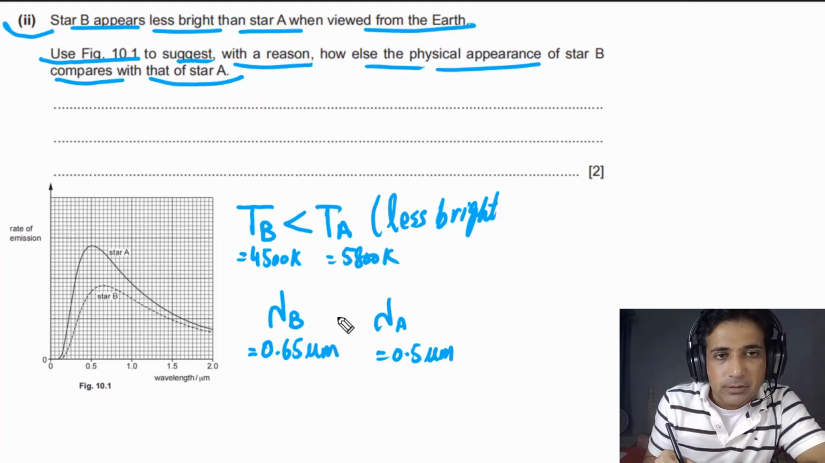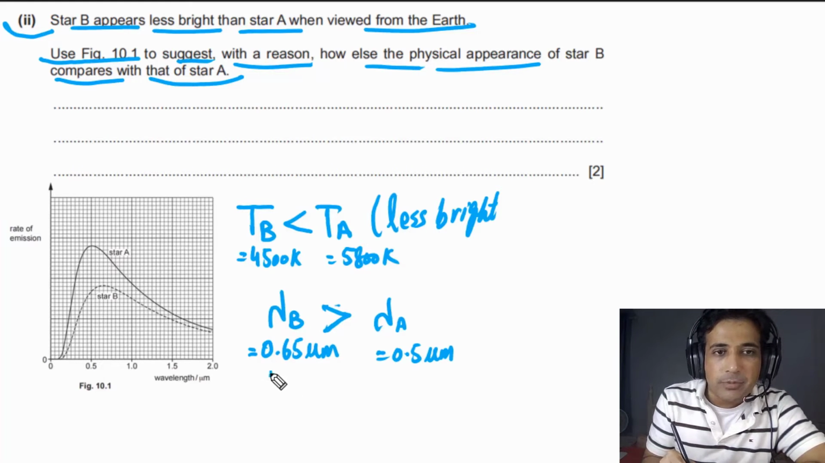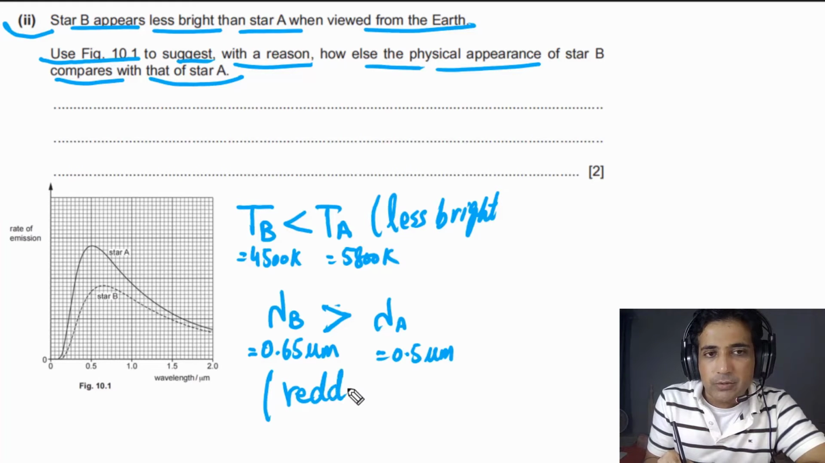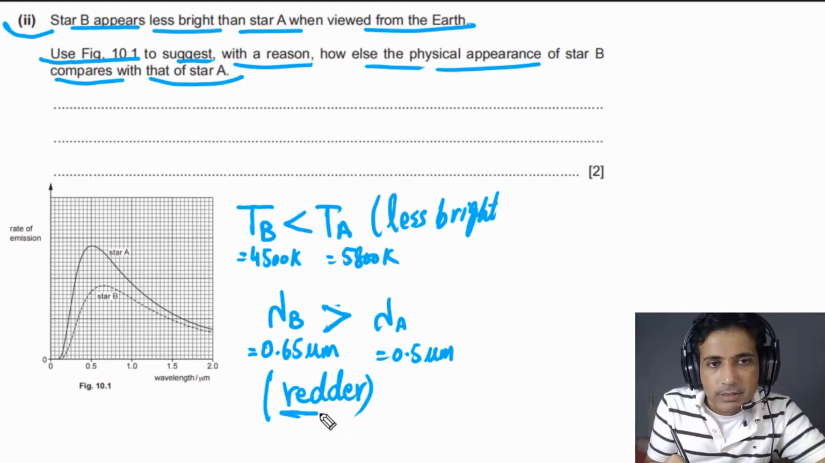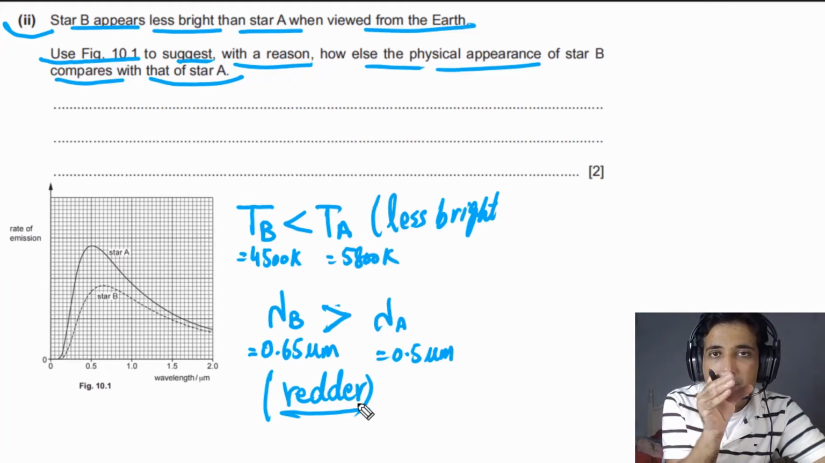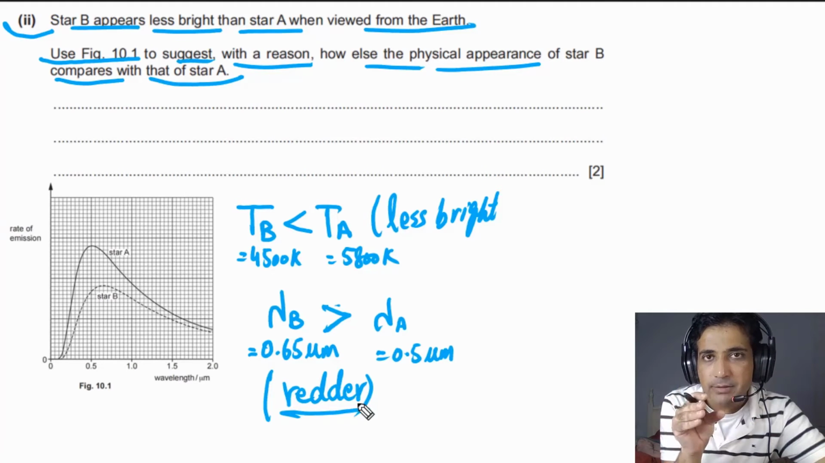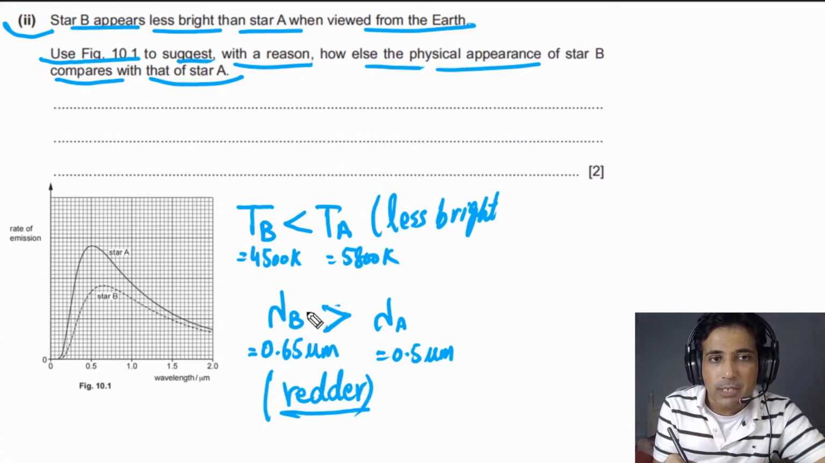Now in this case, the peak wavelength of star B is greater than the peak wavelength of star A. So star B will appear redder, because its wavelength is closer to the red side of the visible spectrum. So that's the reason this one appears redder. For the answer of this question, simply write down: star B appears redder because the peak wavelength of star B is greater than the peak wavelength of star A.